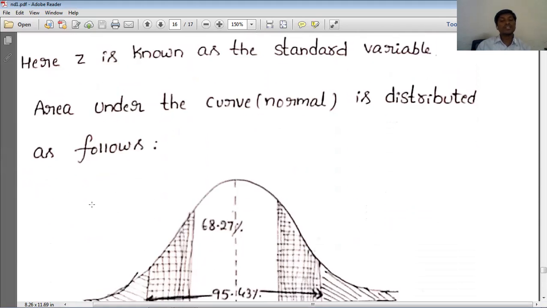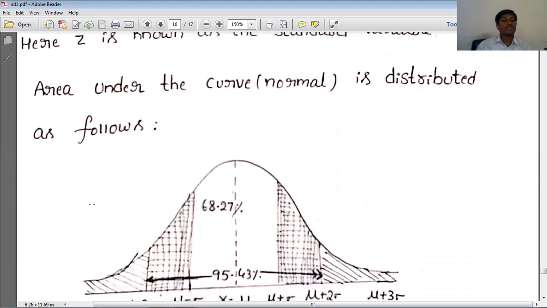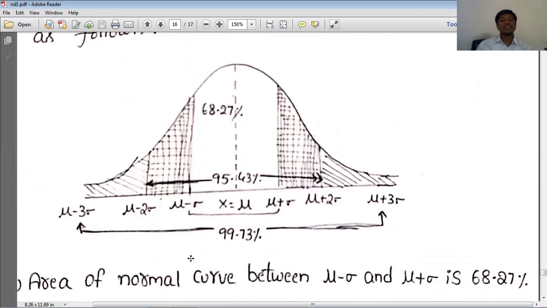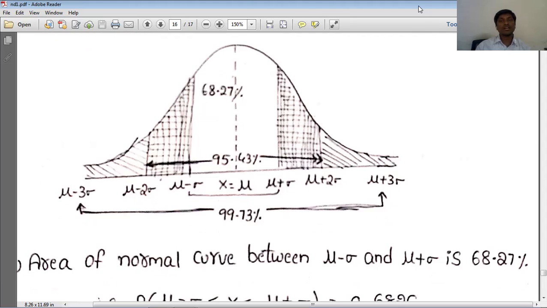Already we said the total area under the curve is 1. How do we distribute that? Mu minus sigma to mu plus sigma, mu minus 2 sigma to mu plus 2 sigma, mu minus 3 sigma to mu plus 3 sigma. Already we said the entire normal curve mostly lies between mu minus 3 sigma and mu plus 3 sigma. How much is it? 99.73% of the area.